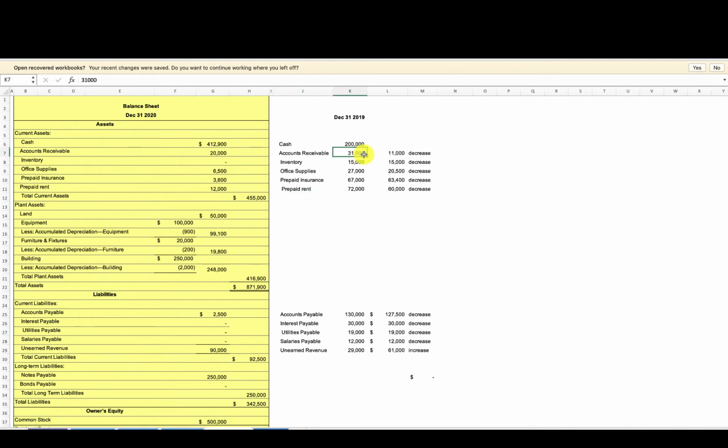So if you look at accounts receivable, it was 31, it went to 20, it decreased by 11,000. Inventory went from 15,000 to 0, that was a decrease of 15,000. Office supplies went from 27,000 to 6,500, that's a decrease of 20,500. Prepaid insurance was 67, it went to 3,600, that's a decrease of 63,400. Prepaid rent went from 72 to 12, so that's a decrease of 60,000. So these are all decreases.